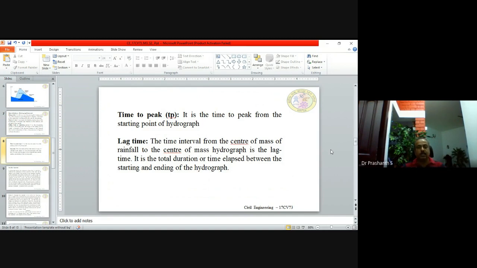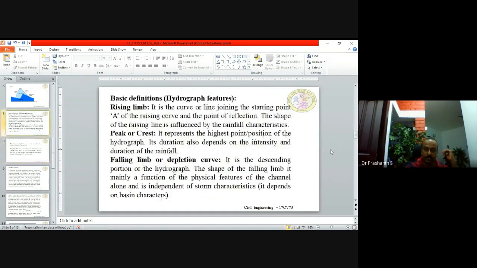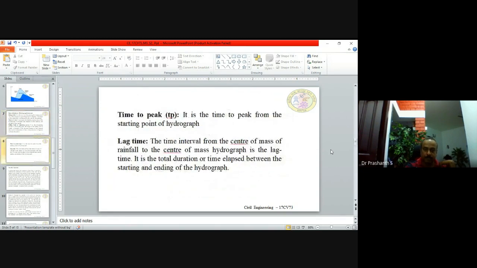What is this? This is the time interval from the center of the mass of the rainfall to the center of the mass of the hydrograph. It's called the lag time, or it is the total duration or time elapsed between the starting and the ending of the hydrograph. So we have discussed the definitions of rising limb, peak or the crest, depletion curve, time to the peak, and the lag time.